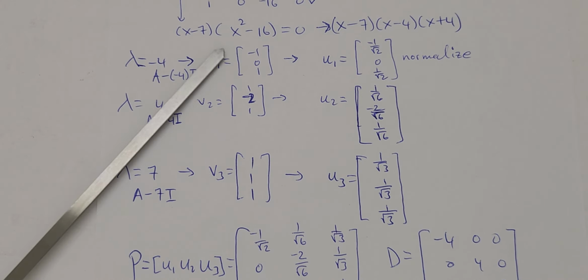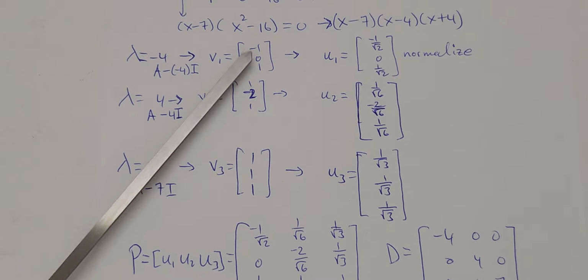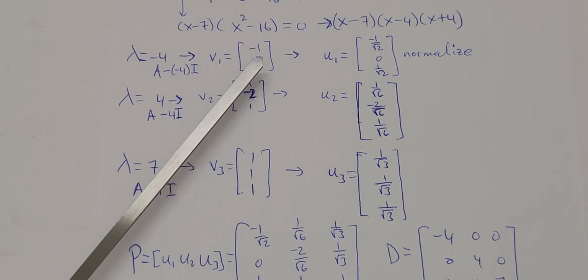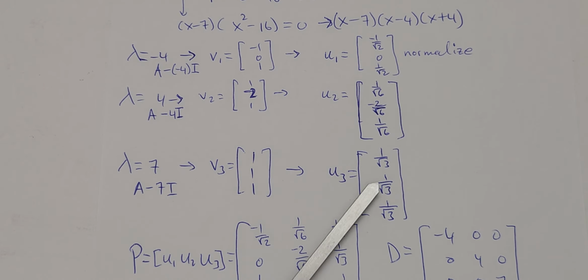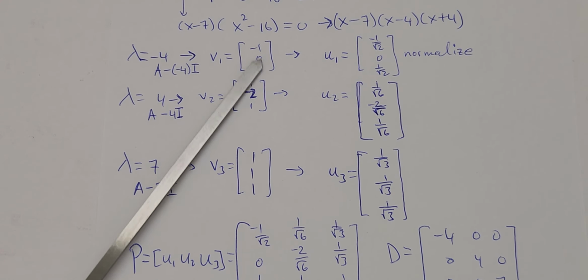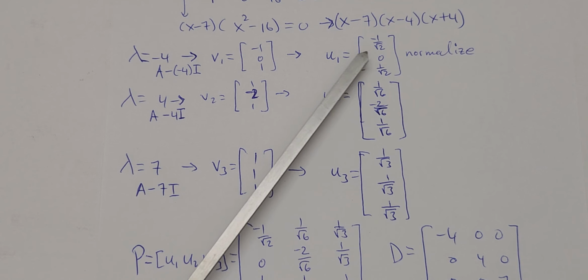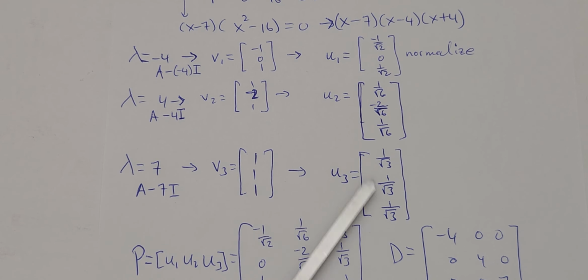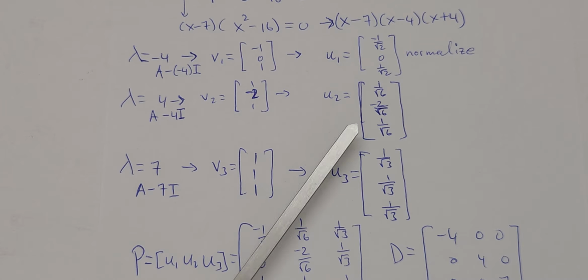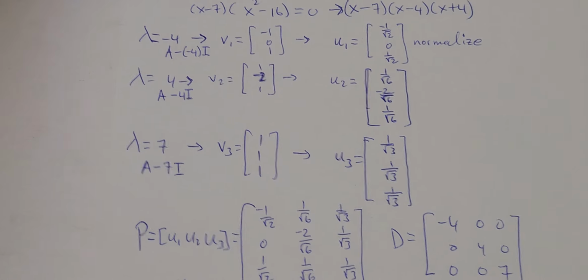Okay, so this right here, eigenvector 1, vector 2, vector 3, is just the regular eigenvector. Over here is the normalized eigenvector. So this right here is our regular eigenvector. This right here is our normalized eigenvector. So there's a difference. And then after that, these three right here are what we are looking for.